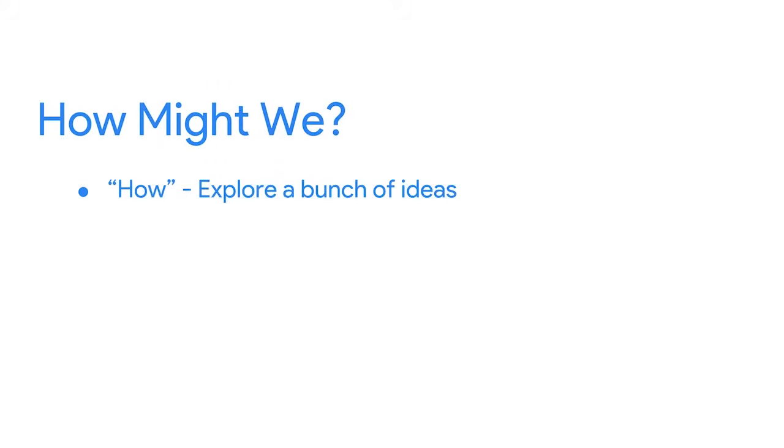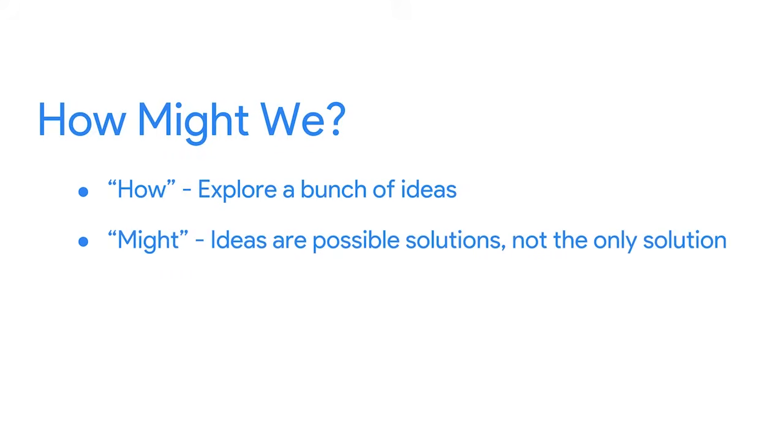How encourages us to explore a bunch of ideas instead of moving forward with only one idea for the solution. The word how suggests that we don't have an answer yet. Might emphasizes the open-endedness of the brainstorming solution. Our ideas are possible solutions and not the only solution. And finally, the word we suggests a collaborative effort. Ideas that are thorough and innovative require teamwork to complete.